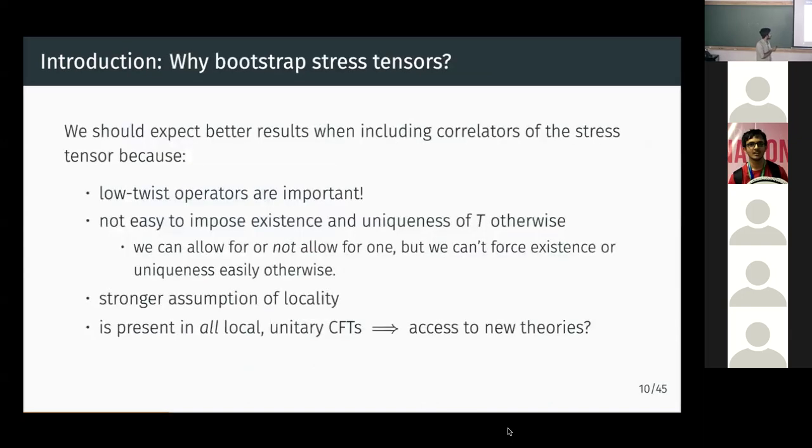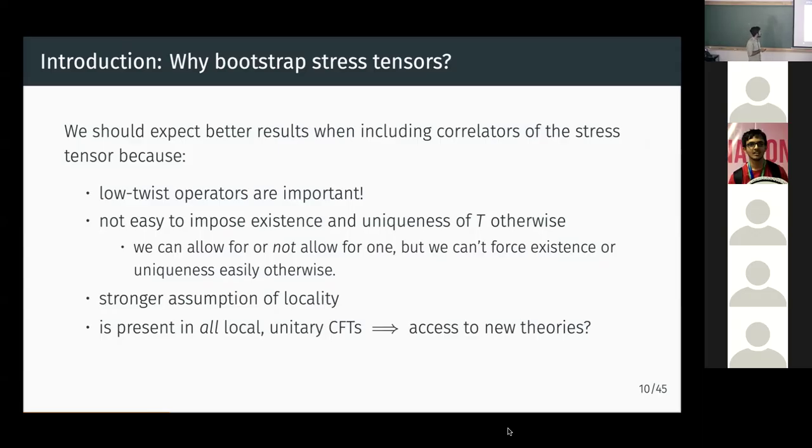So why should we bootstrap the stress tensor? Just some intuition here is that these low twist operators are expected to be very important, and nothing has lower twist than a conserved current outside of scalars and things like this. Another subtle point is that it's not easy to impose the existence or uniqueness of a stress tensor otherwise. So if you do the traditional scalars-only bootstrap, you can't enforce that there has to be a stress tensor or that there has to be just one stress tensor. And the way to do it is to introduce it as an operator in your correlation function itself.